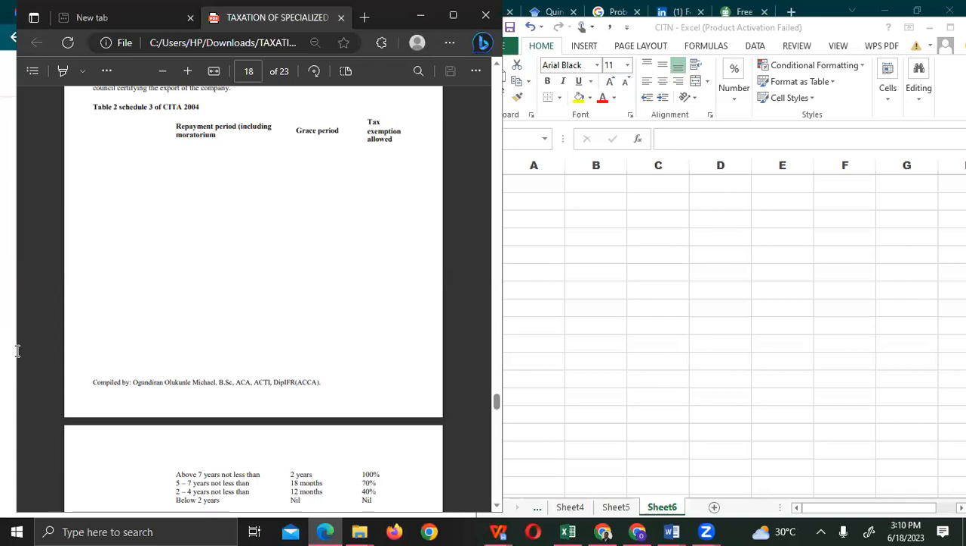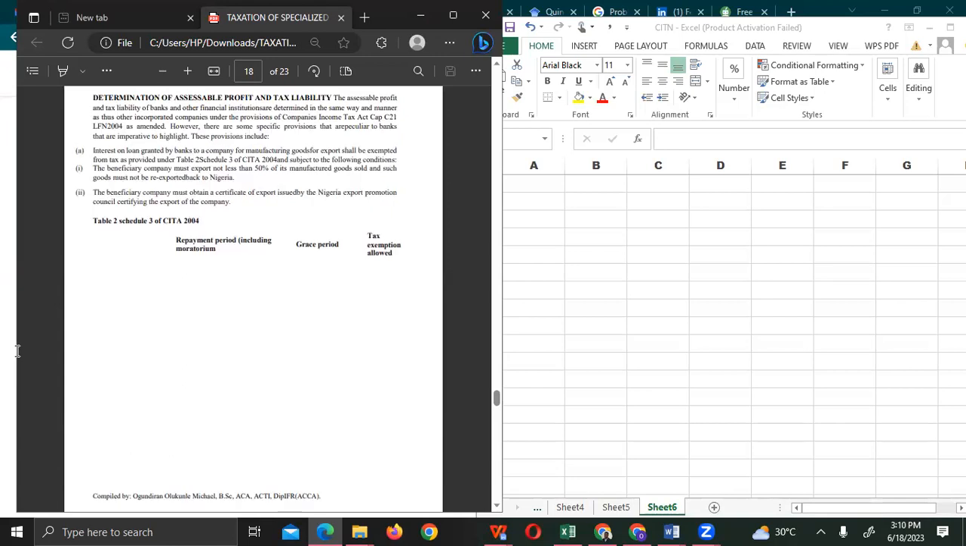And if it is below 2 years, and the grace period is zero, the interest income will be fully assessed to tax, meaning there's no exemption on such income. Are you with me, please? Also, any interest on loan granted to manufacturing companies will be exempted from tax. Are you with me?